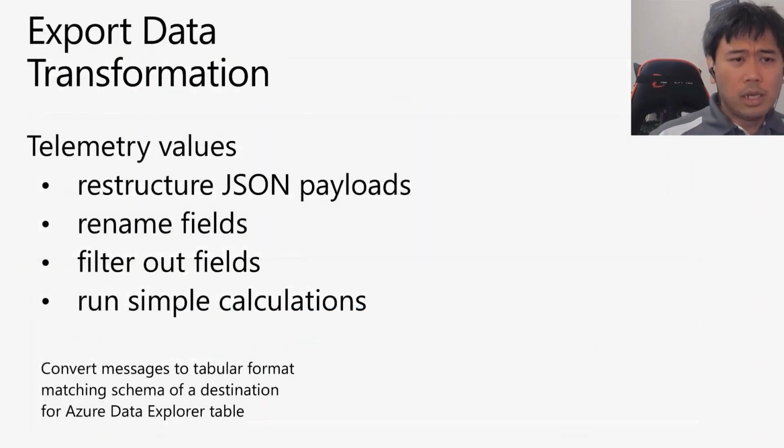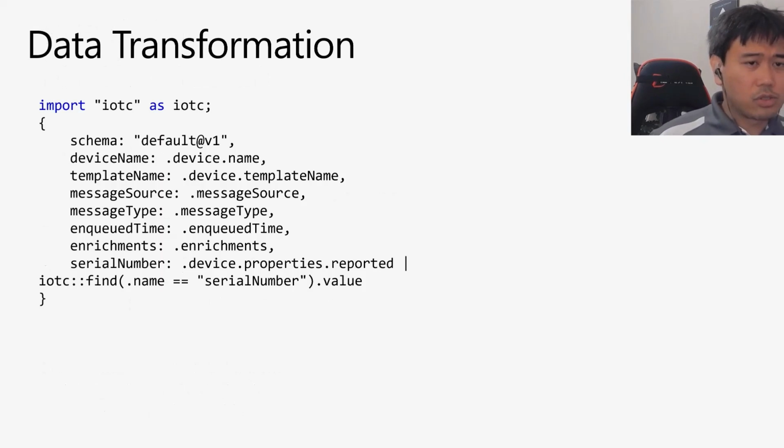So let's look at the data transformation side. What can you do with data transformation? You can have telemetry values where you can restructure some of the JSON payloads and rename the fields. Sometimes you can filter out the fields or run simple calculations. So on the data transformation side, you can have these.